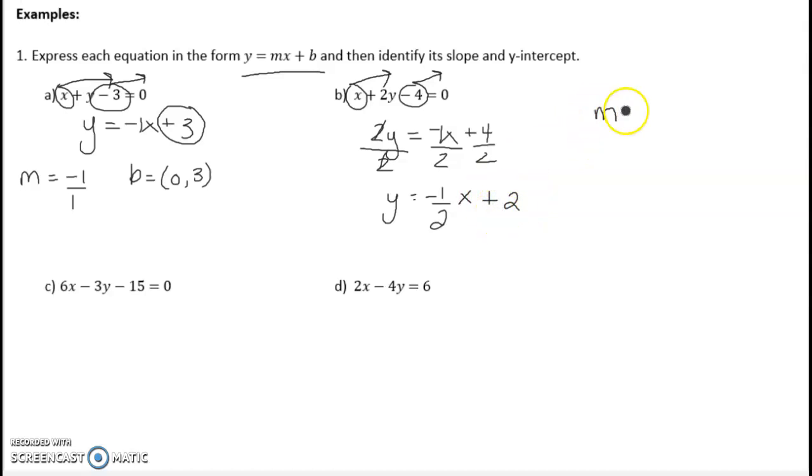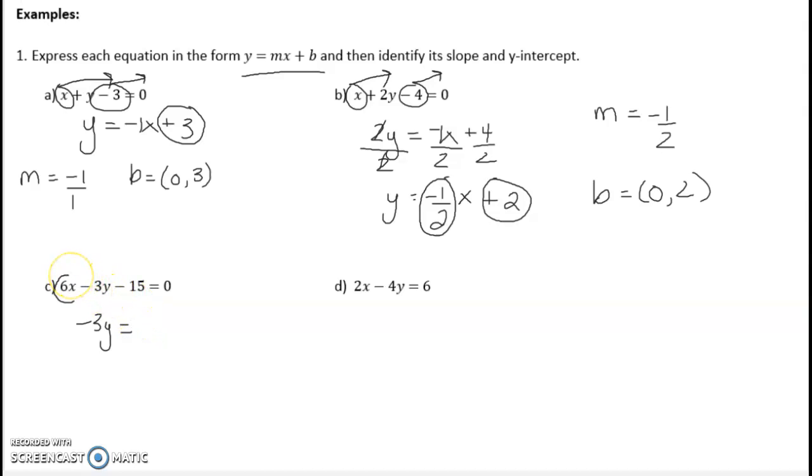So now our slope is our number in front of our x. So in this case, our slope is negative a half, and then our y-intercept is our b, and that is at positive 2. So x is 0, and y is positive 2. Okay, next one. We need to isolate y. So I'm going to keep my negative 3y here, and I'm going to bring this x over. It's going to turn to a negative 6x. This negative 15, when I move it over the equal sign, turns to a positive 15.